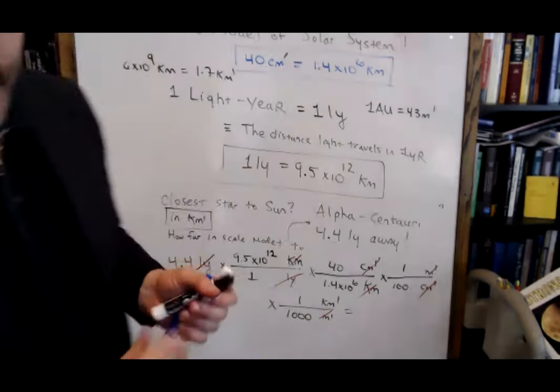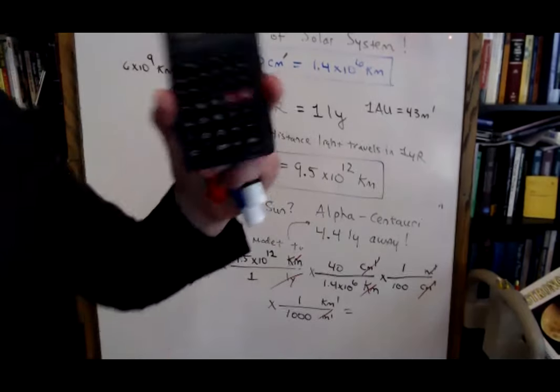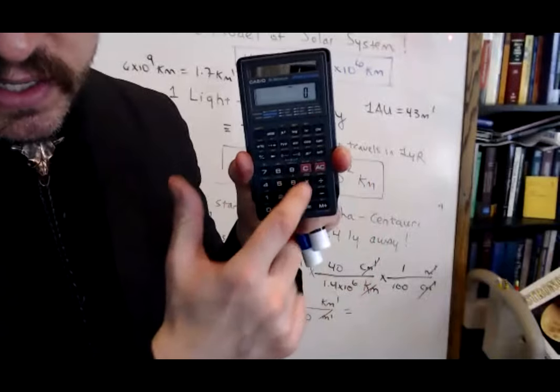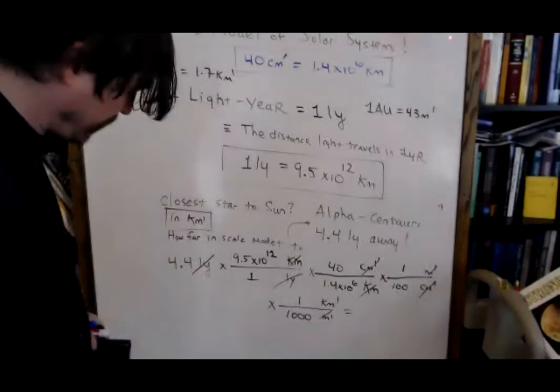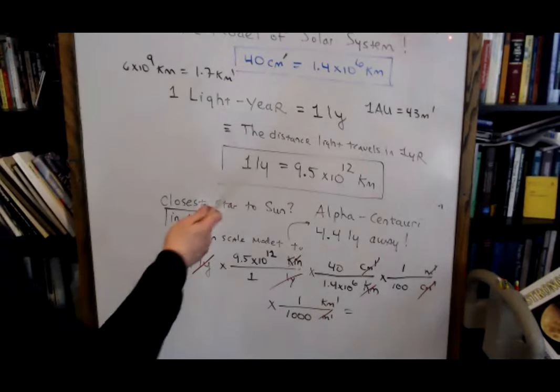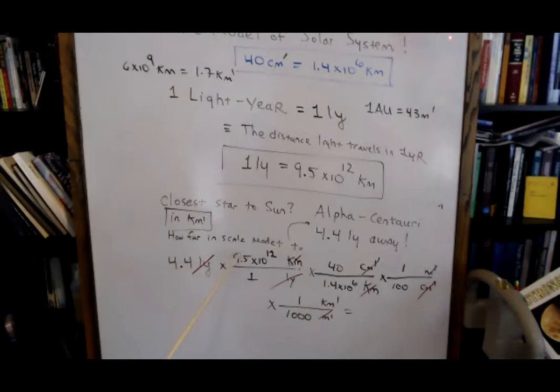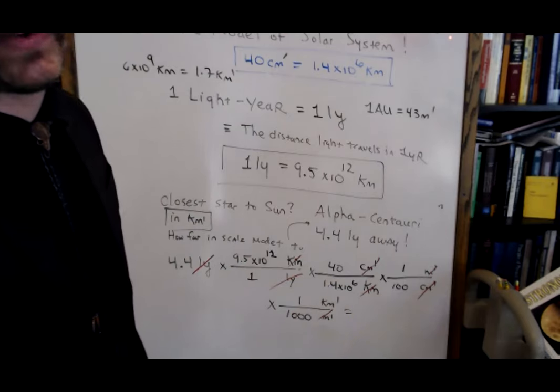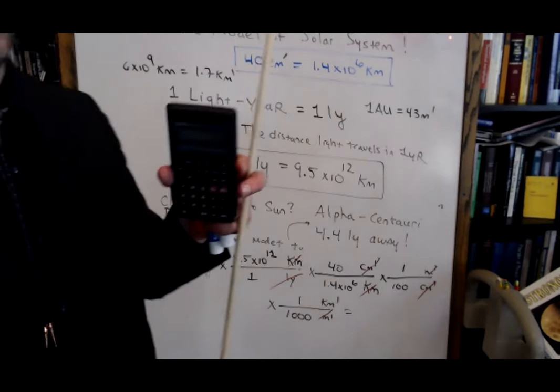I don't need to punch them up because I'm teaching this class. You guys are my little punching machines, my computers, as it were. So what we're going to do is I want you to punch it in like this. You're going to do 4.4 times 9.5 exp 12 times 40 divide by 1.4 exp 6 divide by 100 and divide by 1,000.